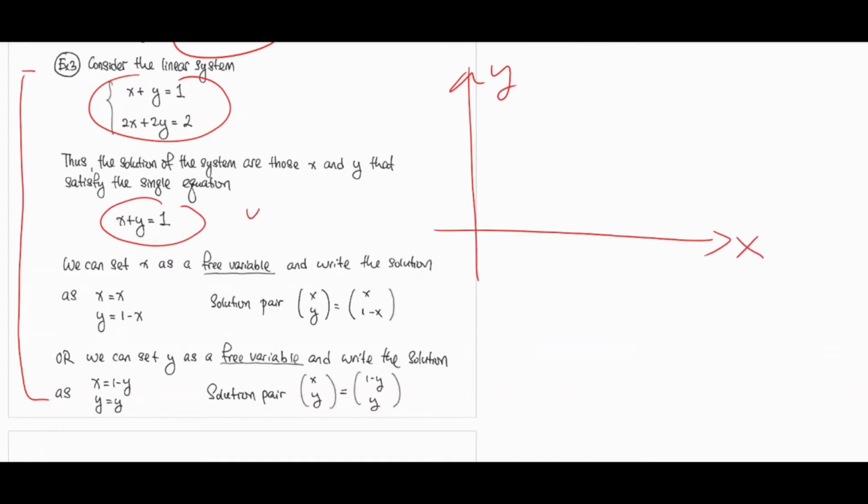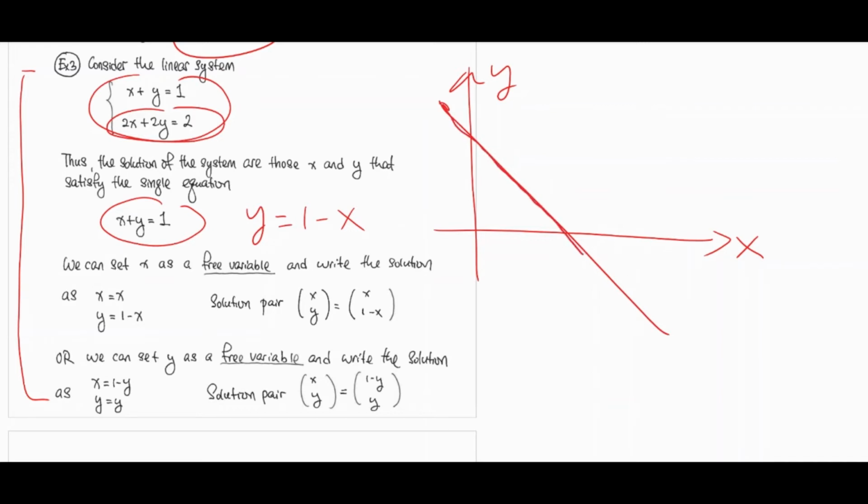So this is y equals 1 minus x. So this is going to be a line like this. And the other one, 2x plus 2y equals 2, is also the same line. So if you draw these two equations, these two lines are overlapping each other.